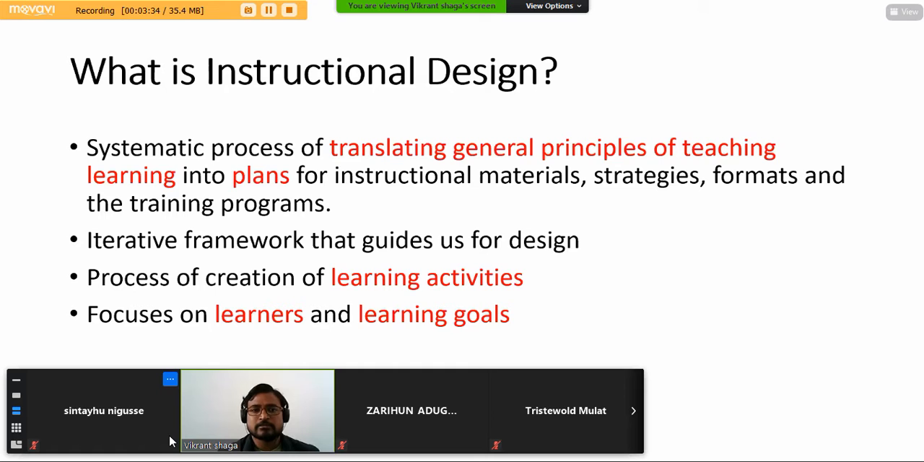Okay, so it is an iterative framework that guides us in designing. What is instructional design? It is an iterative framework which guides us to design the process of creation of learning activities. Now let me give you some examples of learning activities. After every session I take a quiz, right? It is one of the activities. Okay, what is that? It's one of the activities.